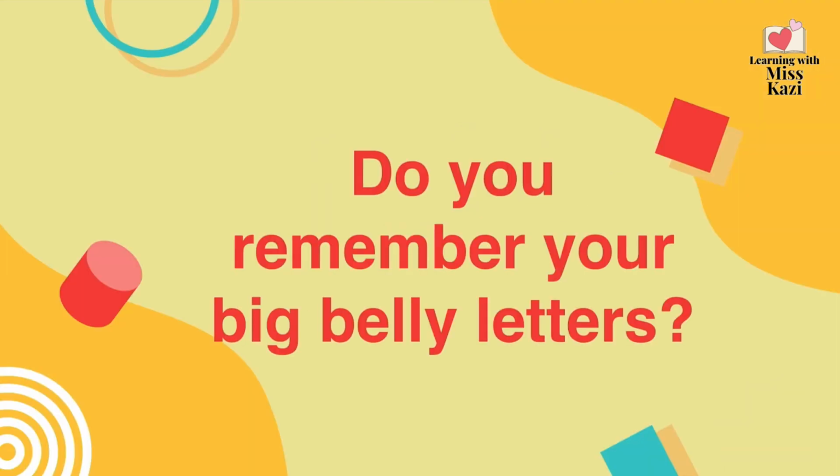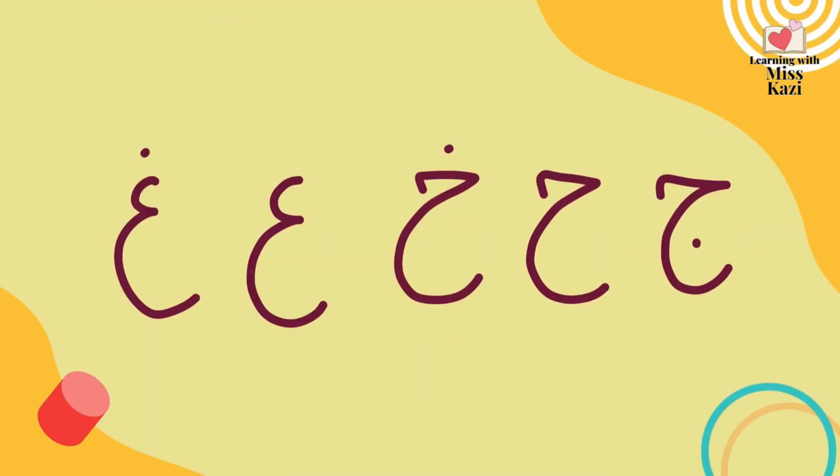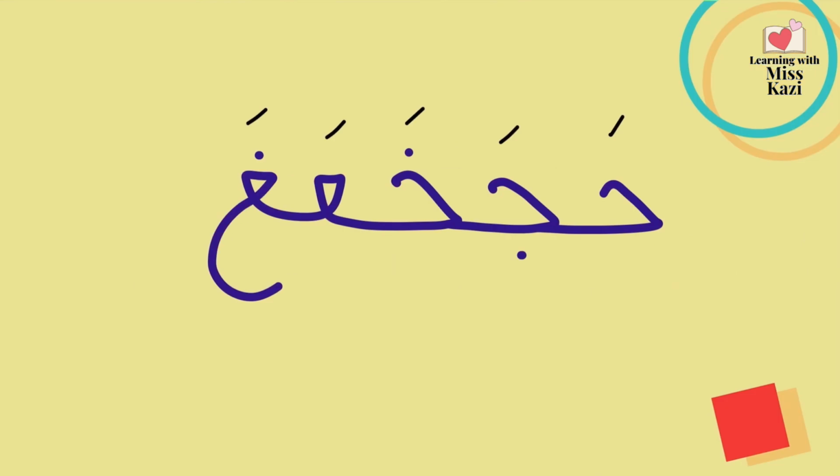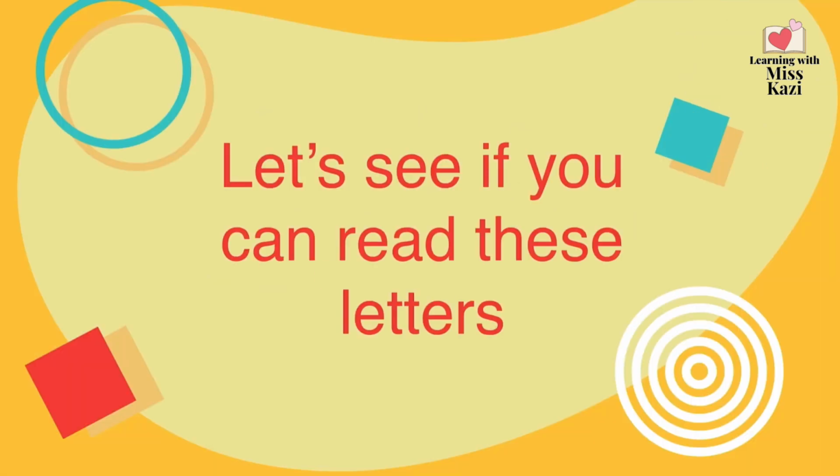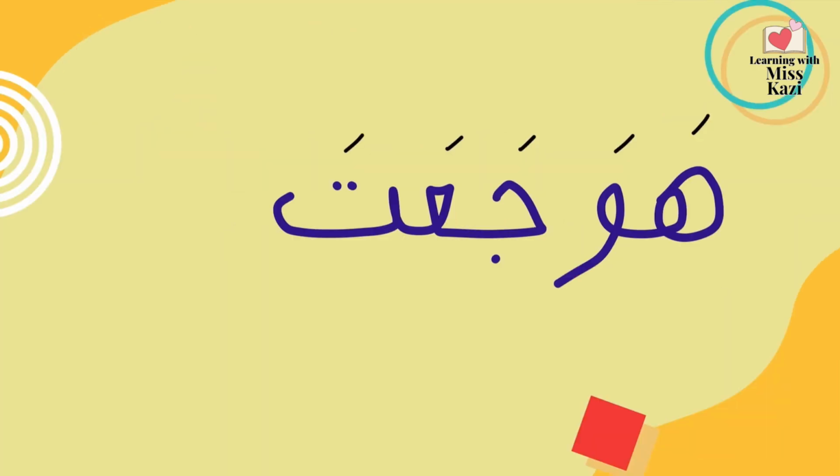Do you remember your big belly letters? Jim, Ha, Kha, Ain, Ghain. Ha, Ja, Kha, A, Gha. Let's see if you can read these letters. Remember, these are not words. They are just to help you identify letters.